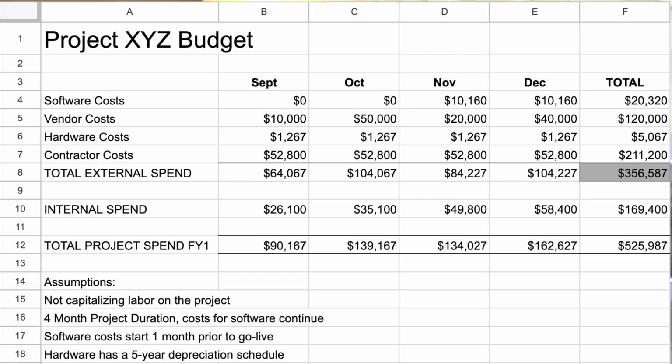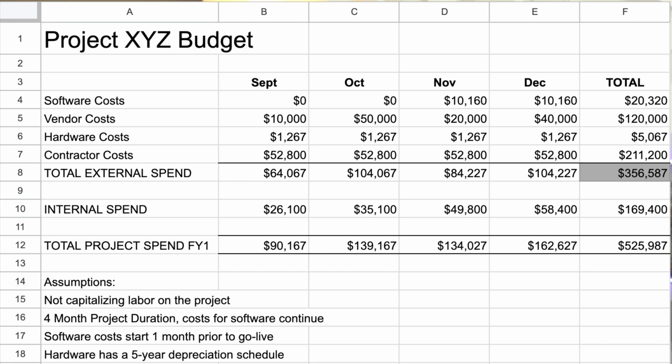If we want to look at the internal spend, there it is rolled up across row 10, and then you can come up with a total project spend for the first fiscal year. So if you include internal spend, that's $525,000 spent this year on the project. What's great is then you can build out what year 2 looks like, what year 3 looks like, or you can let your finance partner do some of that. But showing the budget this way makes it so much easier to have those conversations with management and with finance.